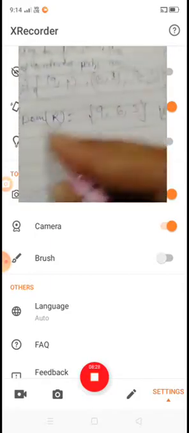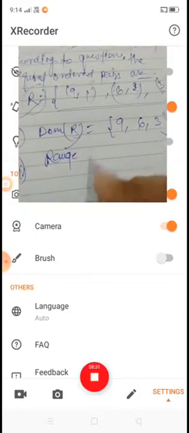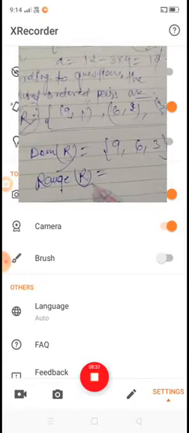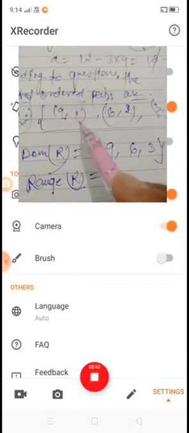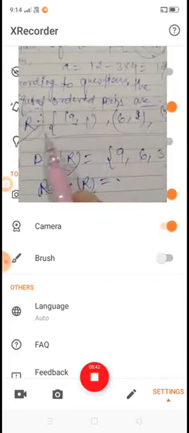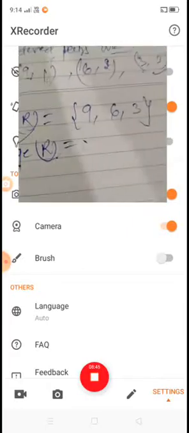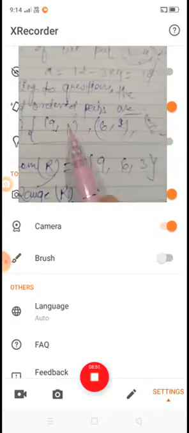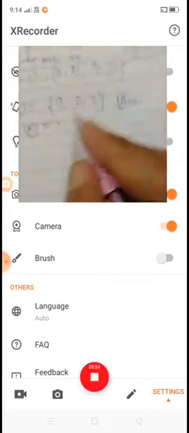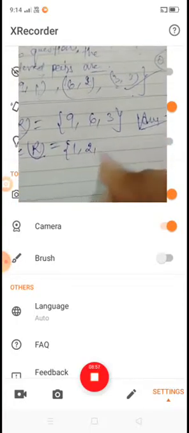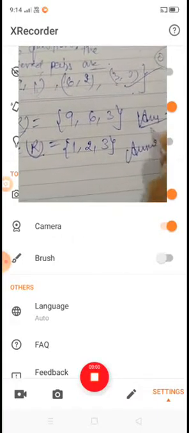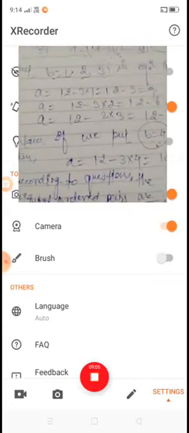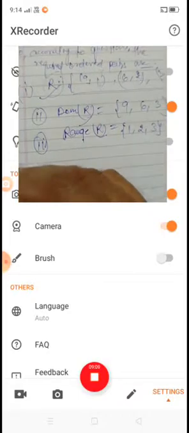Now the third one, we also find the range of R. You know that by the concept of range, it is the set of all second components or coordinates of each ordered pair belonging to R. So the range is what? We take all the second elements of each ordered pair as 1, 2 and 3. This is another answer. So in this way we solve this type of question.